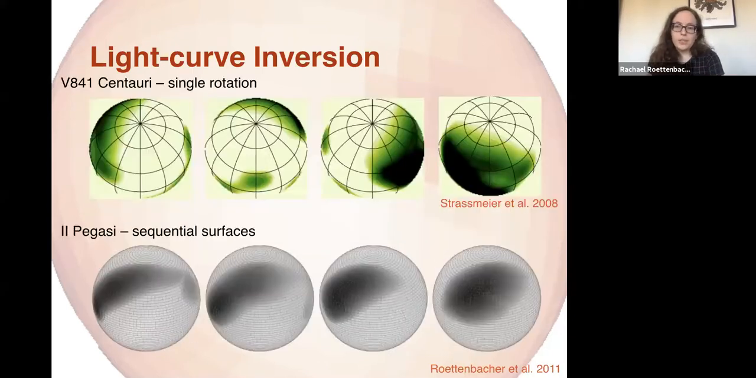So here are 2 examples using ground-based observations of RSCVNs. The top is a single rotation, so it's just 4 views of the same star. You can see that these spots are huge, which is why I like to include that one. And the bottom is for sequential observations. And the important thing to see there is that we can actually see over time that the spots are changing shape.